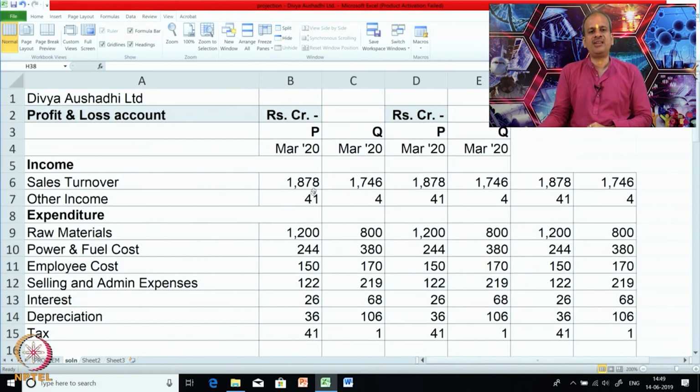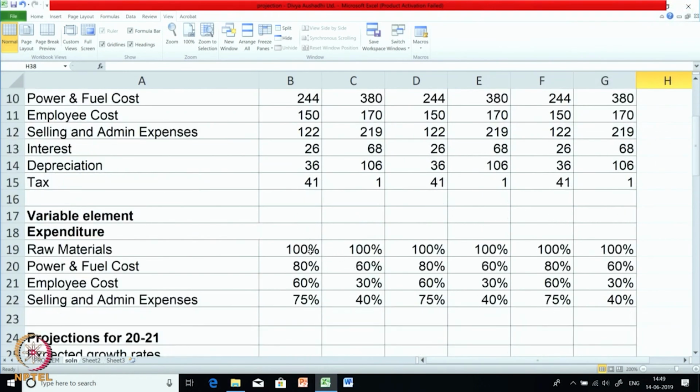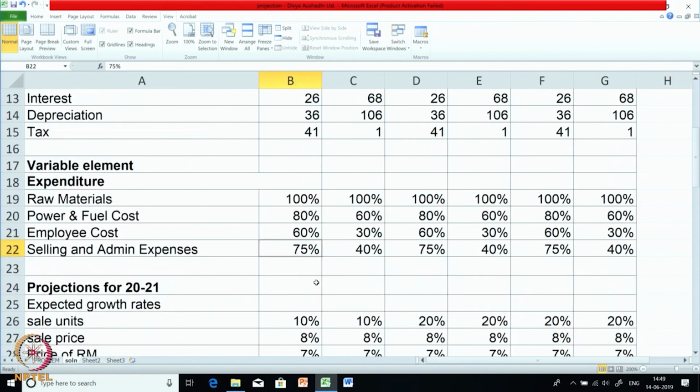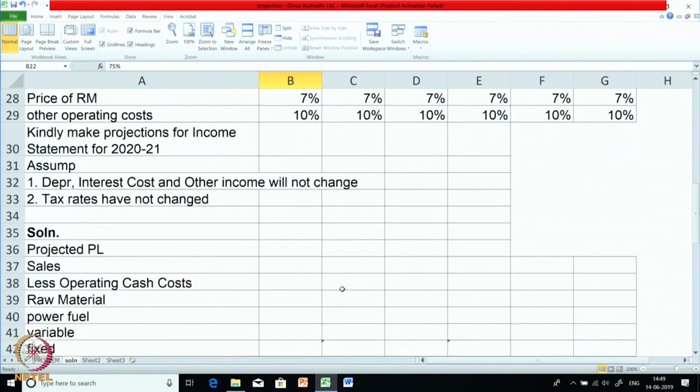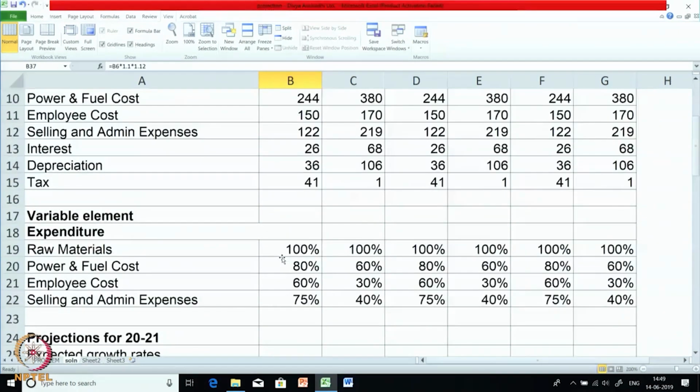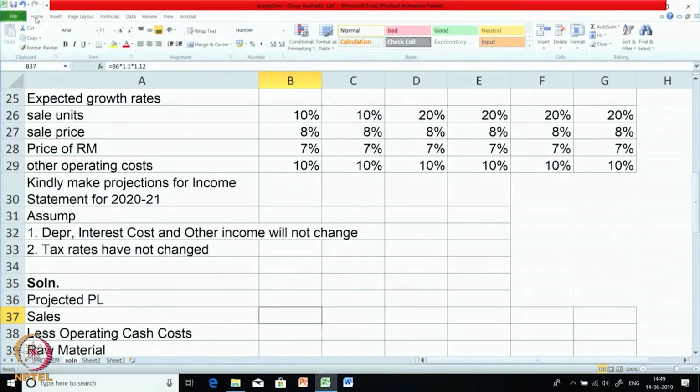So I have just copied the figures as they are. The variable element is also written over here: 100, 80, 60 and 75 respectively. Expected growth rates are also mentioned. Now we are proceeding to make projections. Now what will be the sales for next year? How will you work it out? Does anybody have a hint?